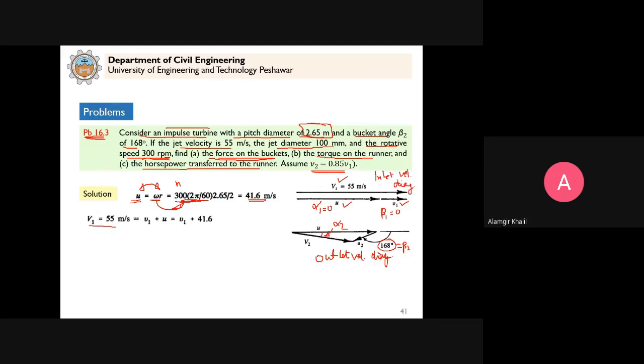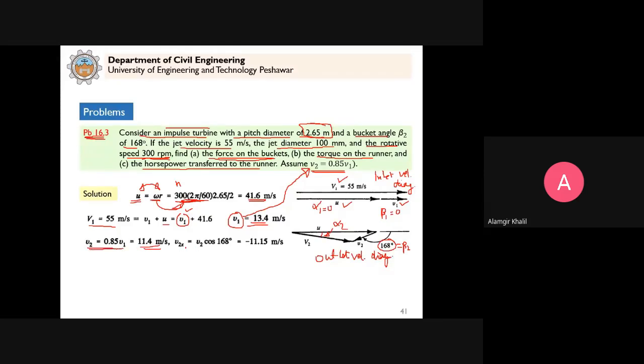So V1 is given, u we calculated. Now we can calculate this small v1, the relative velocity at inlet. So small v1 is 13.4 meters per second. Now that small v1 is known, we can calculate small v2, because it is given that the relative velocity at the exit, at the outlet, is equal to 0.85 times small v1, the relative velocity at the inlet. So we can easily calculate 0.85 times small v1.